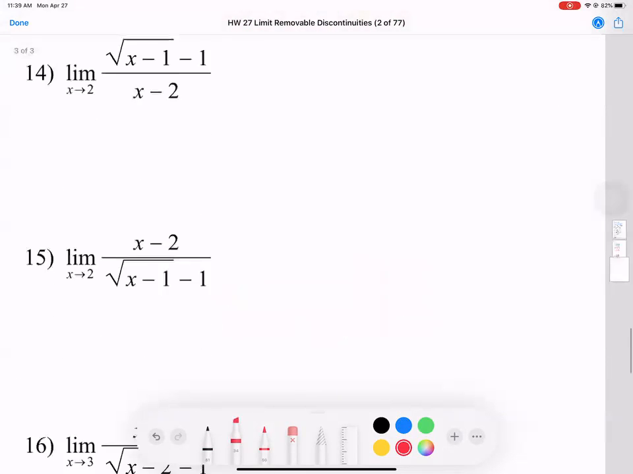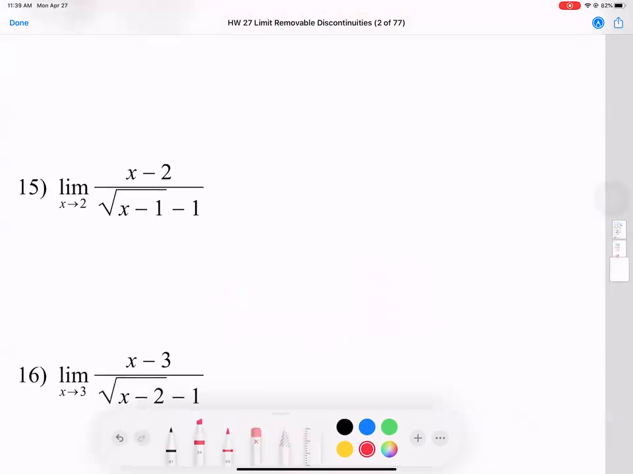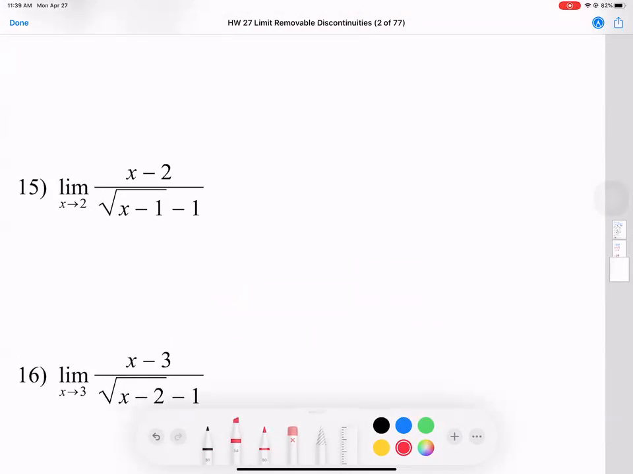Okay, let's do the fraction on the bottom. So if I plugged in 2 on top, that would have been 0. I plug in 2, 2 minus 1 is 1, square root of 1 is 1 minus 1 is 0. We have another 0 over 0. So we're going to multiply by the conjugate. Conjugate's going to be square root of x minus 1 plus 1. The sign change happens between the two terms, not inside the square root.